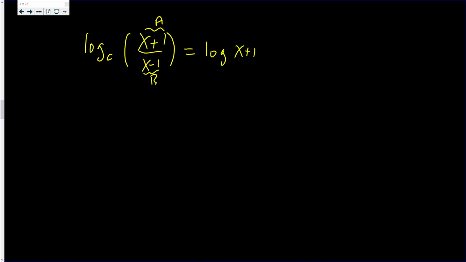Okay. So let's expand this one. Suppose you have log base c of (x plus 1) over (x minus 1). So the top is a, the bottom is b. We have log a over b. This is equal to log a minus log b. Same base, in this case c. Remember, we can only do that if this is positive and that is positive. That means x is bigger than 1.